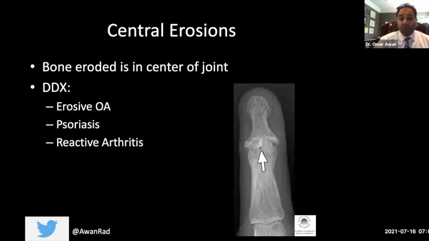And now the last type of erosion is a central erosion, where you have an erosion along the center of the joint. Okay, and that's classically seen in erosive OA.